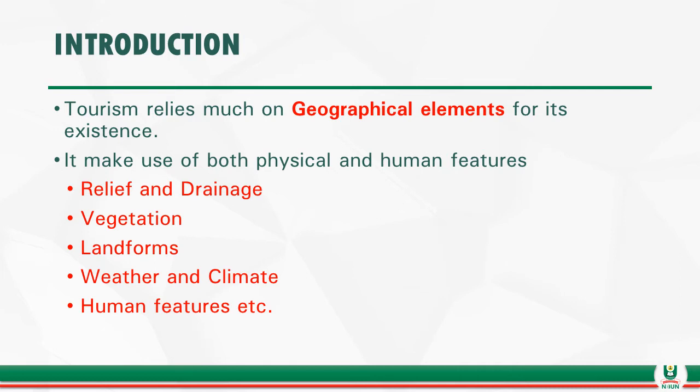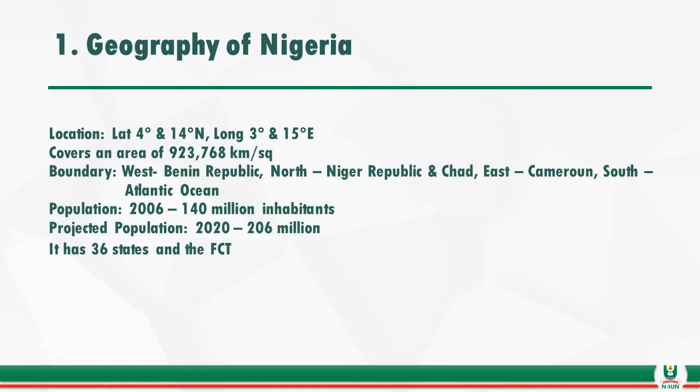And I told you then that tourism relies so much on geographical elements for its existence. And these elements include the relief and drainage, vegetation, landforms, weather and climate, and other human features. Before we moved to our second topic, the geography of Nigeria, I gave you the location of Nigeria. Nigeria is located between latitude 4 degrees and 14 degrees north, longitude 3 degrees and 14 degrees east, and covers an area of 923,768 square kilometers.